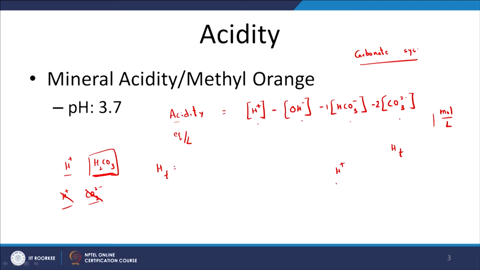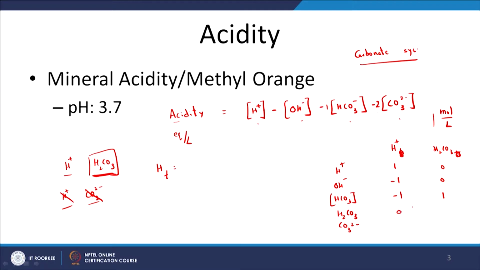H plus, OH minus. We are not going to write H2CO3 because that is not something we are measuring here. HCO3 minus, and here again H2CO3 total, H2CO3 and CO3 2 minus. So how many H plus do I need? I am going to have 1, and how many OH minus? Minus 1. HCO3 minus, how do I form that? By H2CO3 minus H plus, and that is the reason why we end up with minus here again.